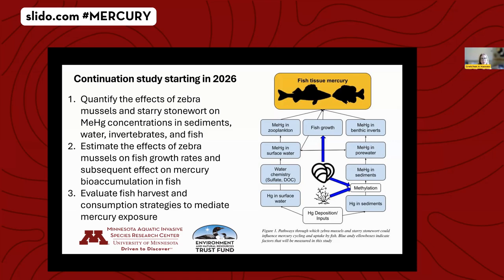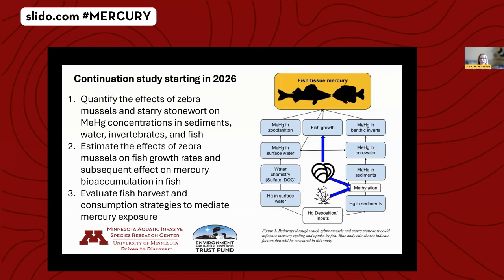So we'll look at all those pathways that zebra mussels might affect fish tissue mercury to understand where the risk might be highest and where there might be some potential mitigation strategies where we could insert ourselves into this process and maybe reduce some of the mercury that's getting into fish harvested by humans. And then we're also working with partners to evaluate different fish harvest and consumption strategies that might mediate mercury exposure in places where fish tissue mercury is increased due to zebra mussels.